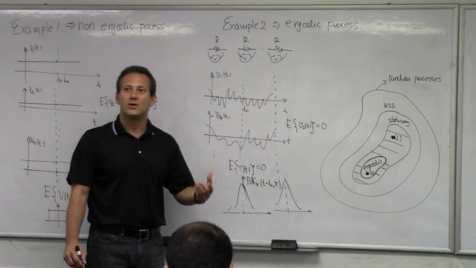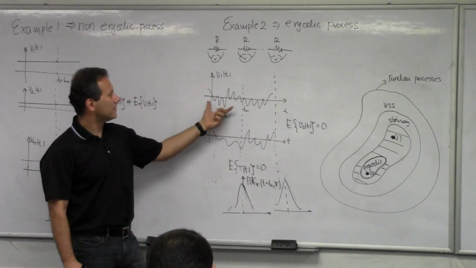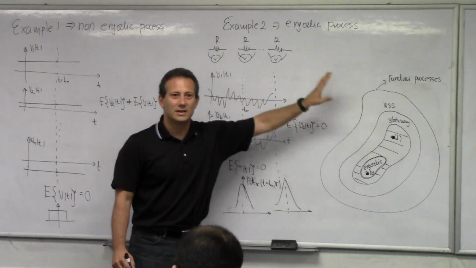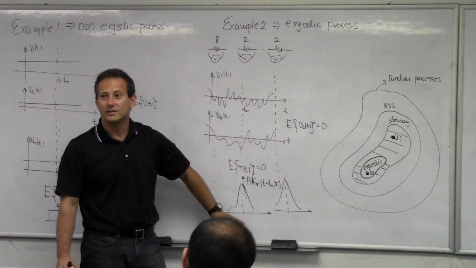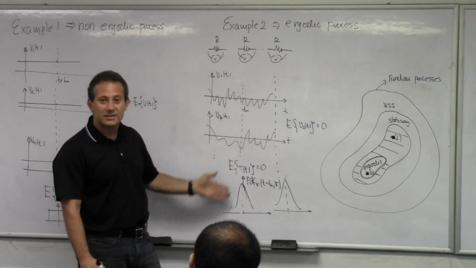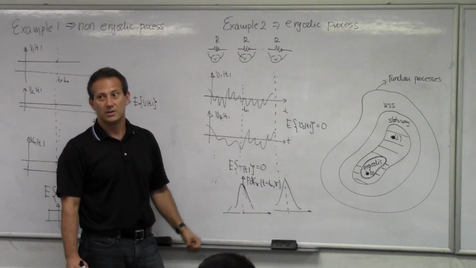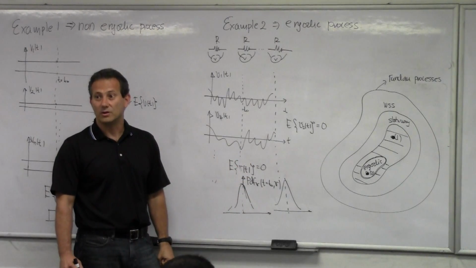Then I said, well, how do you build your intuition? The intuition is if I look at this process and I take my scissors and cut it into pieces and line it up, one underneath the other, I actually get the same as if I were looking at the different realizations of the process. So that's my ergodic process.